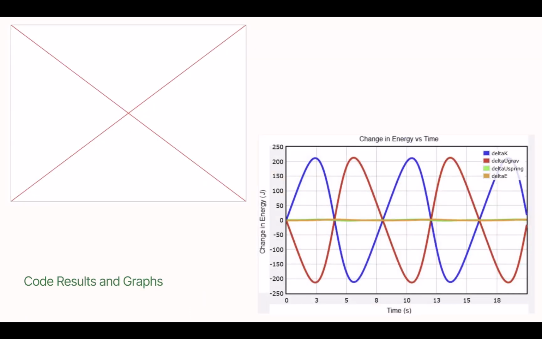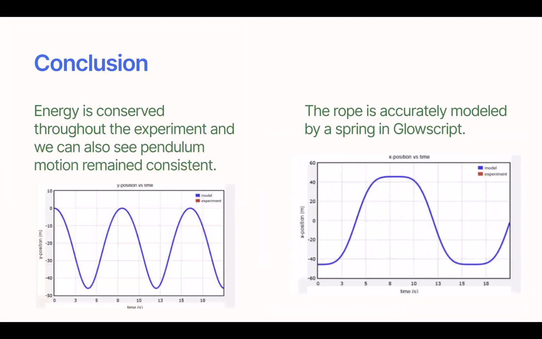So this is what we got from the code on the left. And then on the right, I graphed with time on the x-axis and change in energy on the y-axis to find the change in energy versus time of delta K, delta U spring, and delta E.